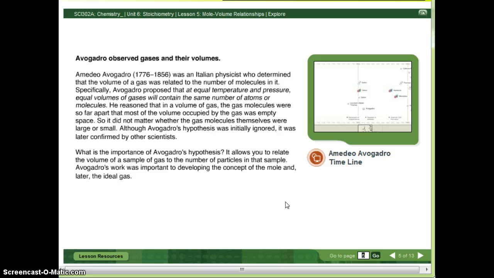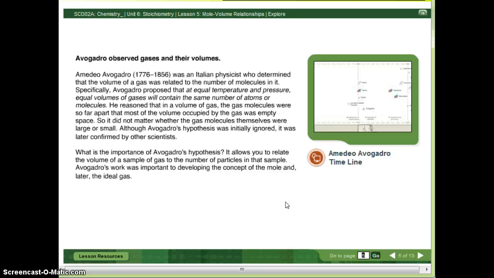Avogadro observed gases and their volume. Amedeo Avogadro was an Italian physicist who determined that the volume of a gas was related to the number of molecules in it. So how much space it takes up is related to how many molecules make it up. Specifically, Avogadro proposed that at equal temperatures and pressure, equal volumes of gases will contain the same number of atoms or molecules. He reasoned that in a volume of gas, the gas molecules were so far apart that most of the volume occupied by the gas was actually empty space. So it did not matter whether the gas molecules themselves were large or small. Although Avogadro's hypothesis was initially ignored, it was later confirmed by other scientists.